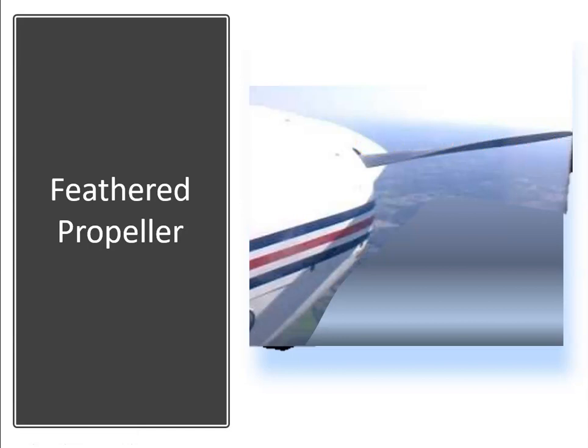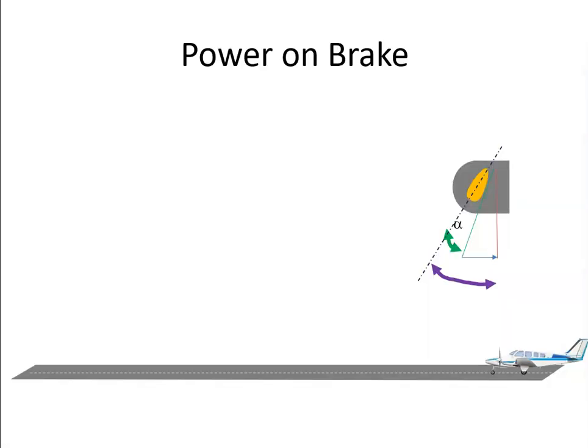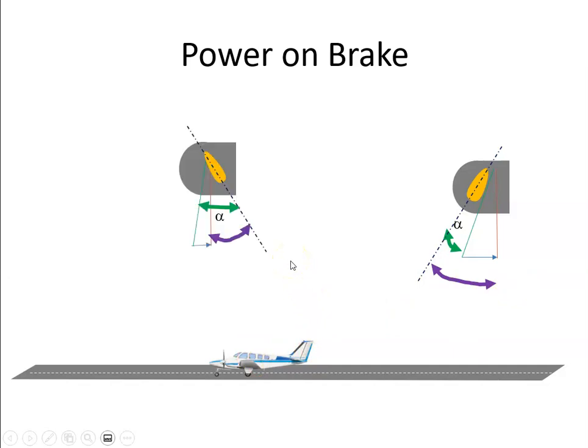Right, sometimes though we might desire to have negative thrust, and such an occurrence might happen when we're landing. So when the aircraft comes into land, it will have some airspeed, it will have a positive angle of attack, there will be some amount of thrust, it's going down the runway, and as it's going down, the pilot is pressing on the brakes, so reducing velocity, and he may want to put on a power on brake, and to do that he will change the blade angle of the propeller.